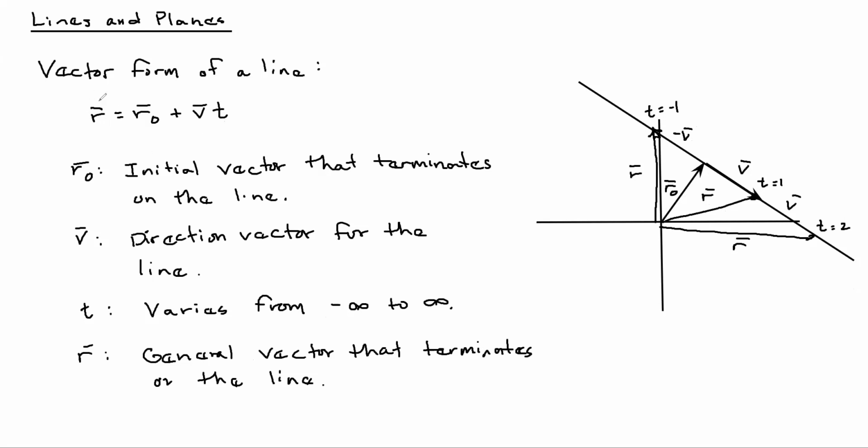It's vectors, all of which terminate on the line, that are created by starting with an r naught that gets us out to the line and then adding or subtracting multiples of v to go through and generate the positive and the negative direction for the line. Okay, so that is the vector form, and that's the basic explanation for how it works.